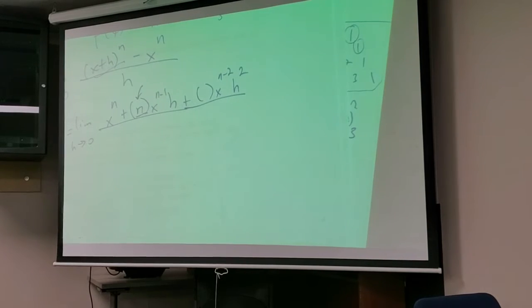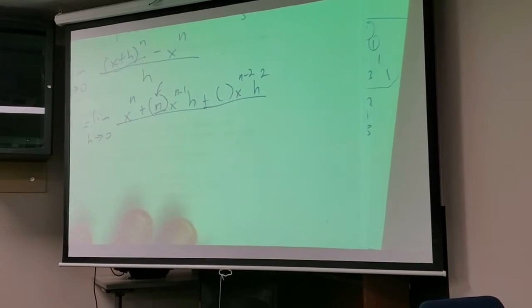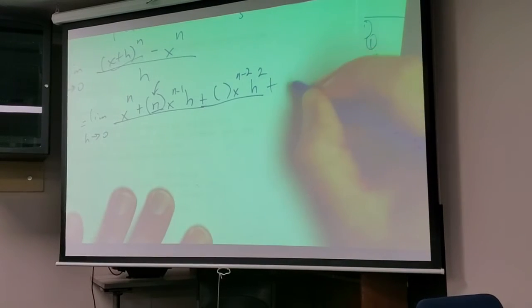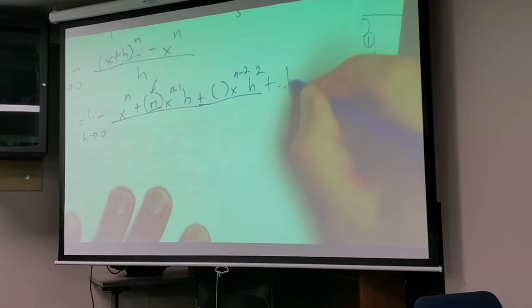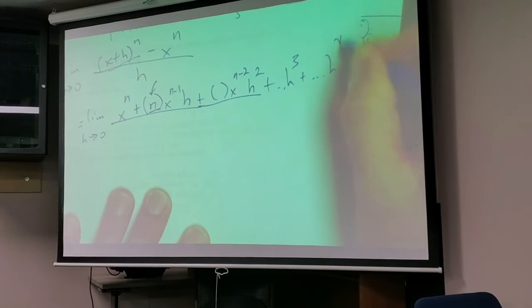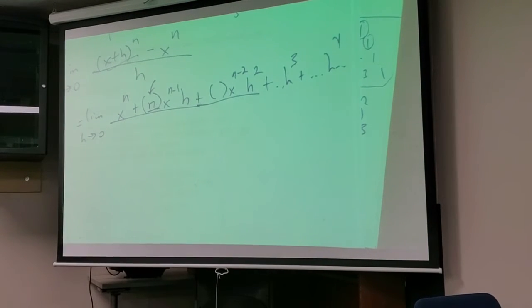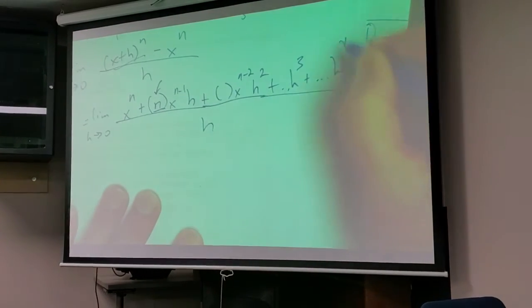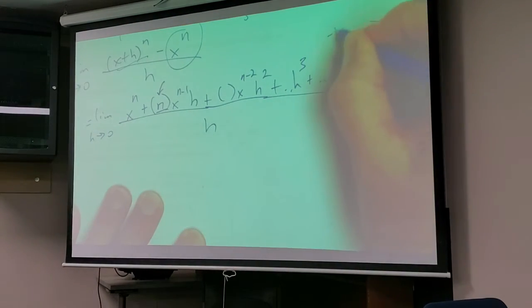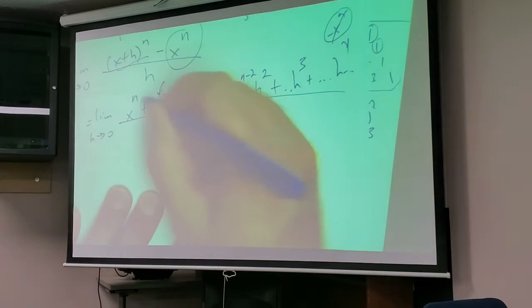Every other term is going to have more and more h's, correct? Why is that important? Because what am I going to do at the end? I'm going to let h go to 0. So all the other stuff is just plus more and more h's: h cubed, h to the 4th, and so on, all the way over h. Minus, sorry, I forgot this guy, minus x to the n. So this cancels with this, yes?